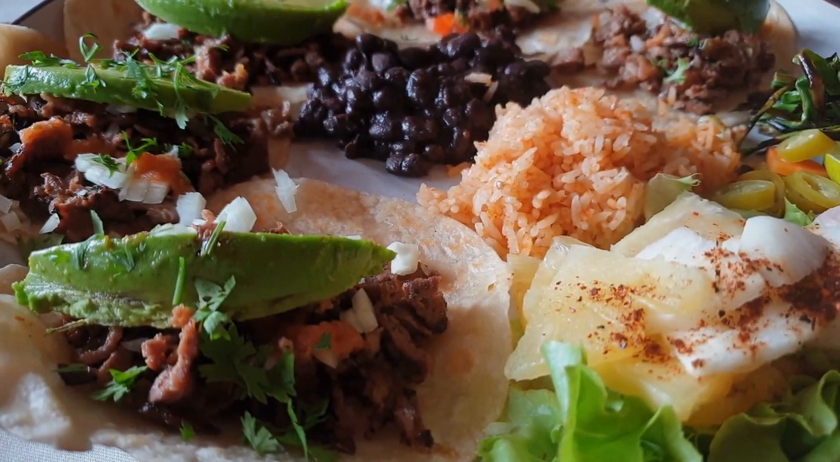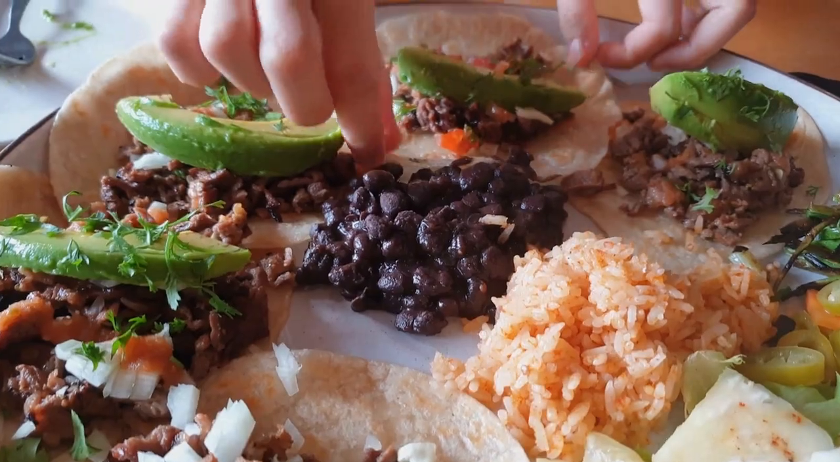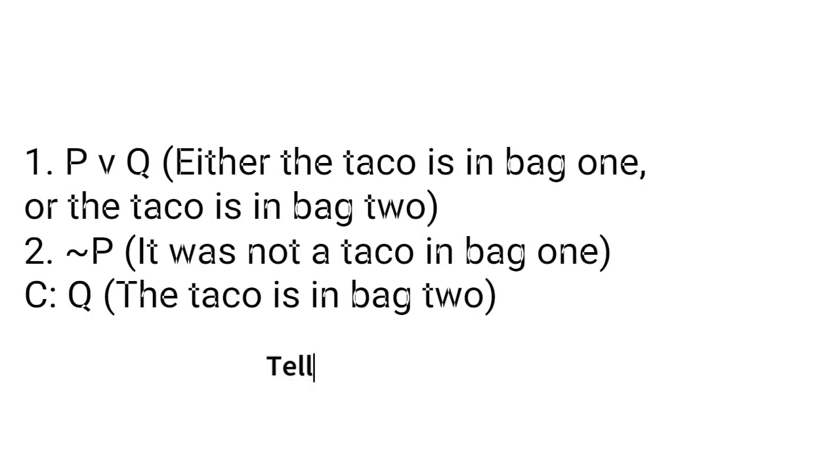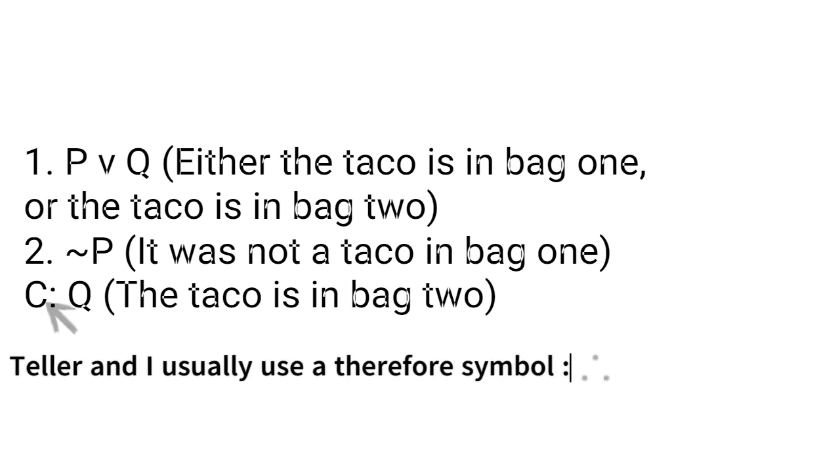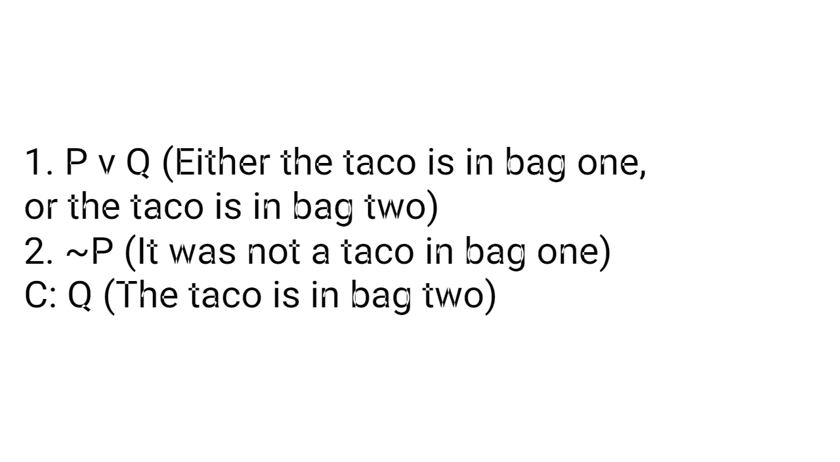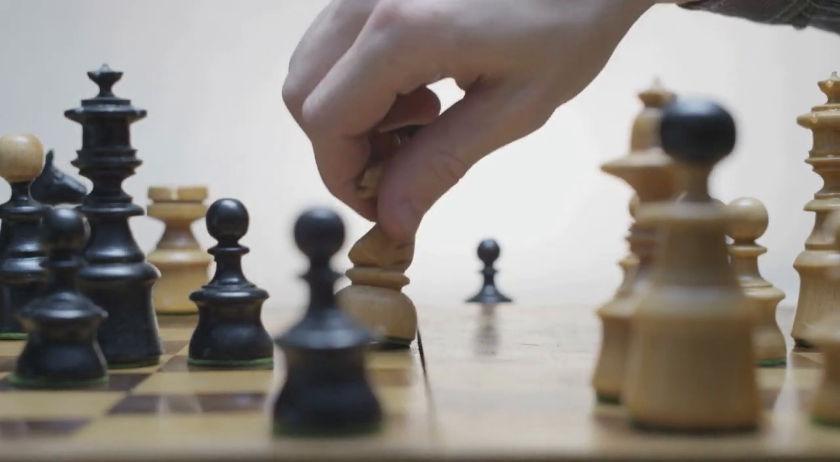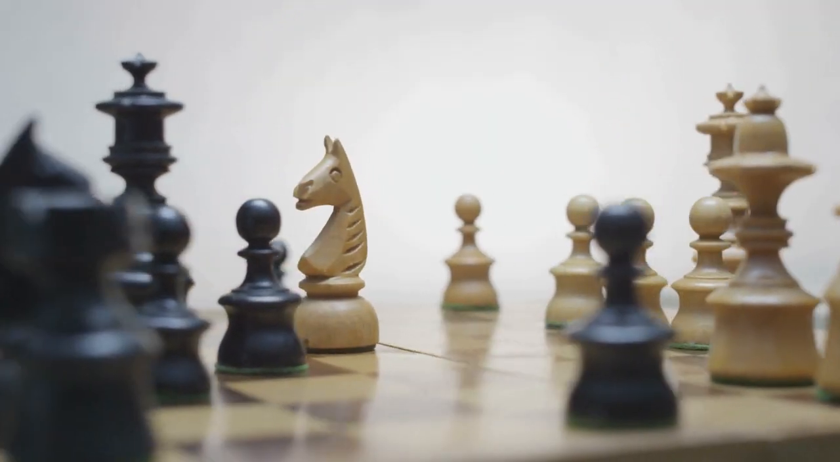So, let's make the leftover Mexican food example perfectly clear. You know that P or Q: either the taco is in bag 1 or the taco is in bag 2. Not P: it was not in bag 1. Therefore Q: the taco is in bag 2. This is how natural deduction works, and it reflects our natural form of reasoning much closer than truth tables do.